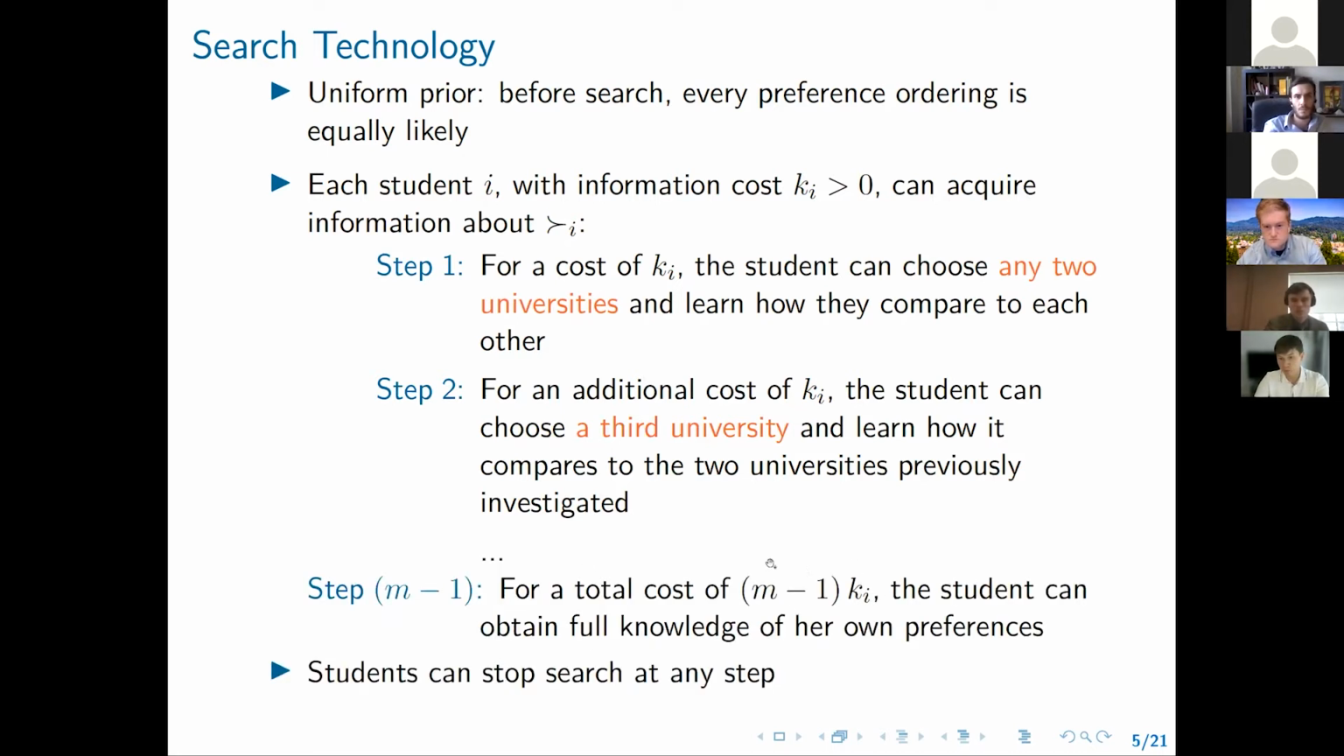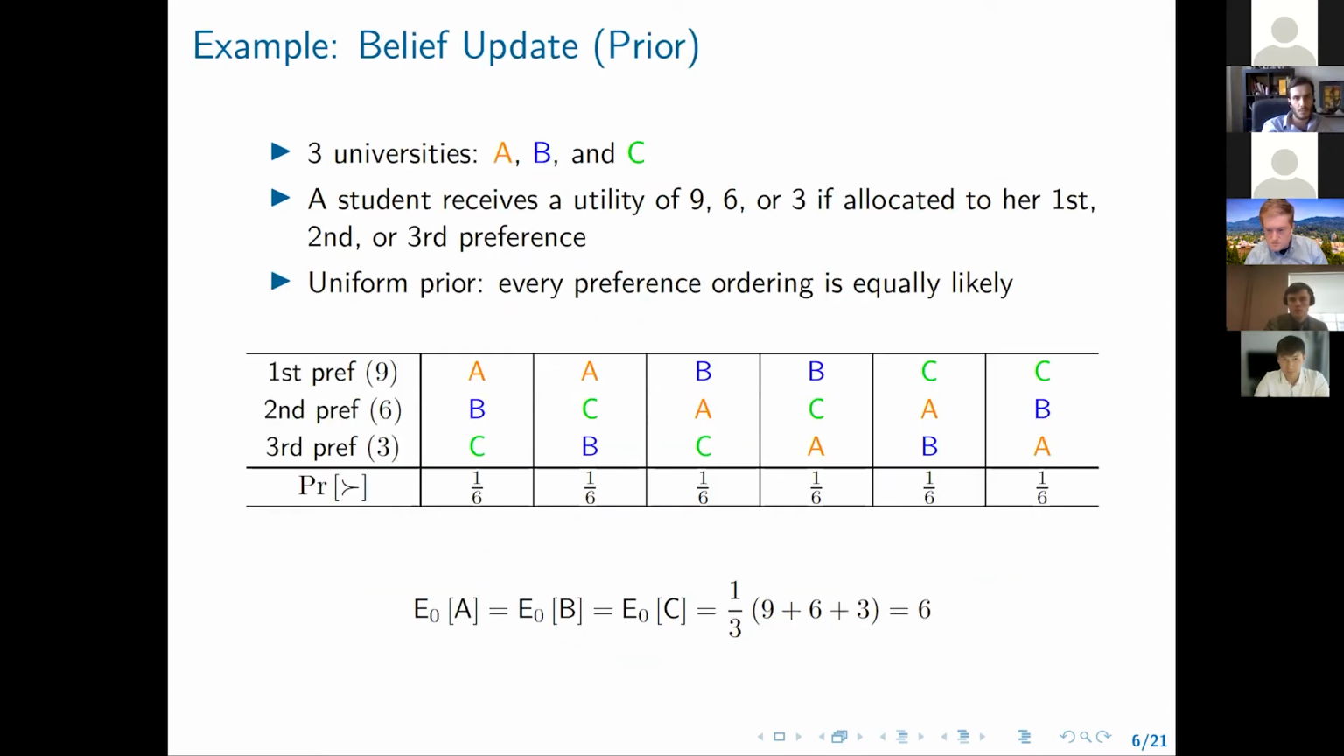If they pay M minus 1 K, they know the ordinal ranking of all universities because there are M universities. And of course, students can stop at any step of this procedure. So they can go all the way or not even start search, depending on the incentives they face. Hopefully, this example clarifies the search technology.